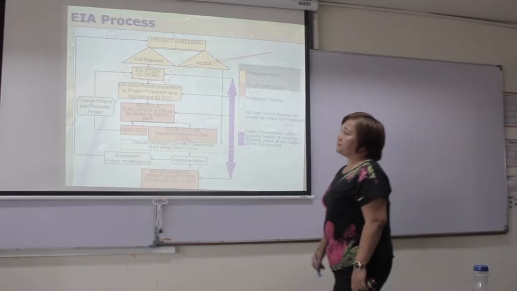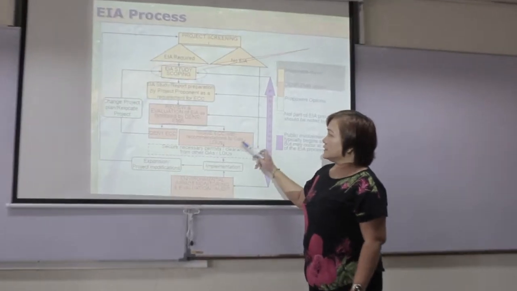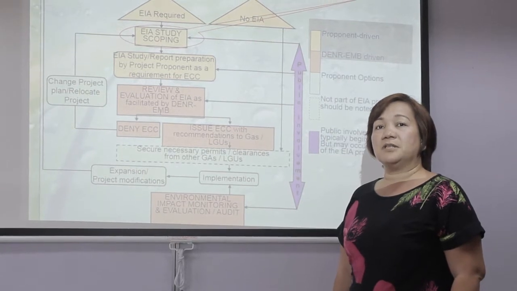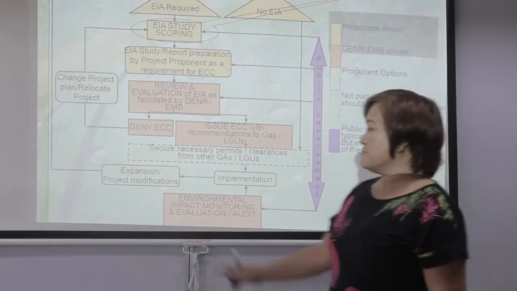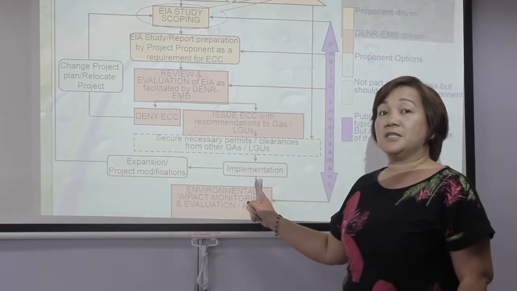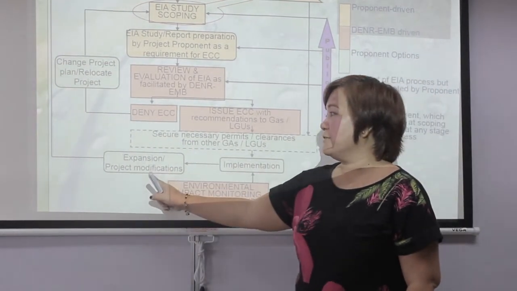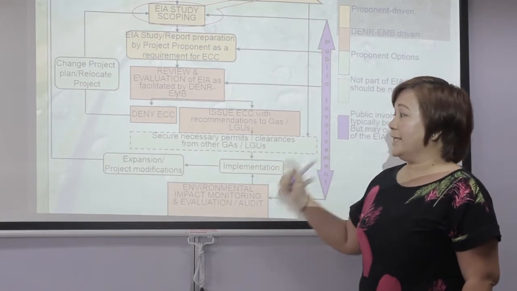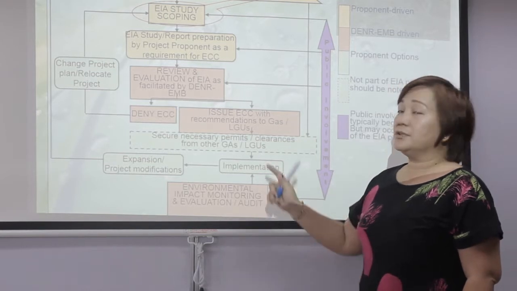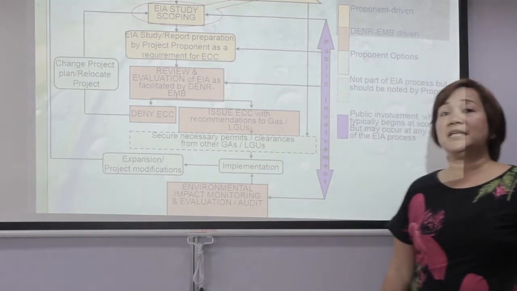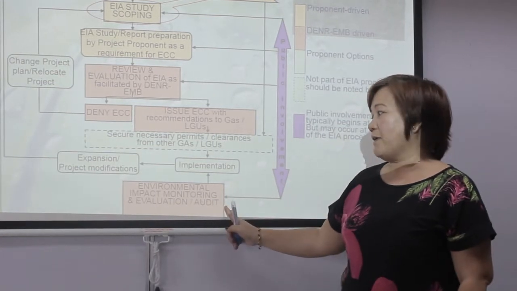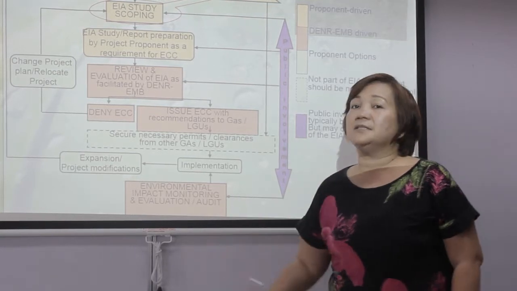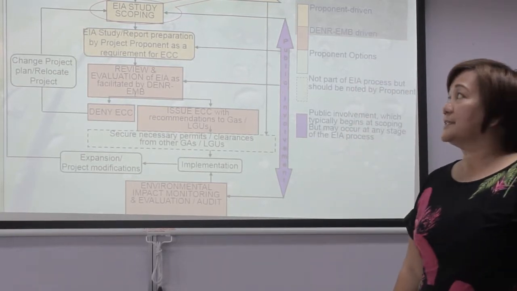Okay, take note from the figure that upon issuance of the ECC, in the event that the company would like to do an expansion, there should be another application. So, expansion and project modification need an approval from the DNR as well. Now, take note also that even if the ECC has been released, there should be an environmental impact monitoring and evaluation audit. So this will be explained later, on how we prepare the EIS.